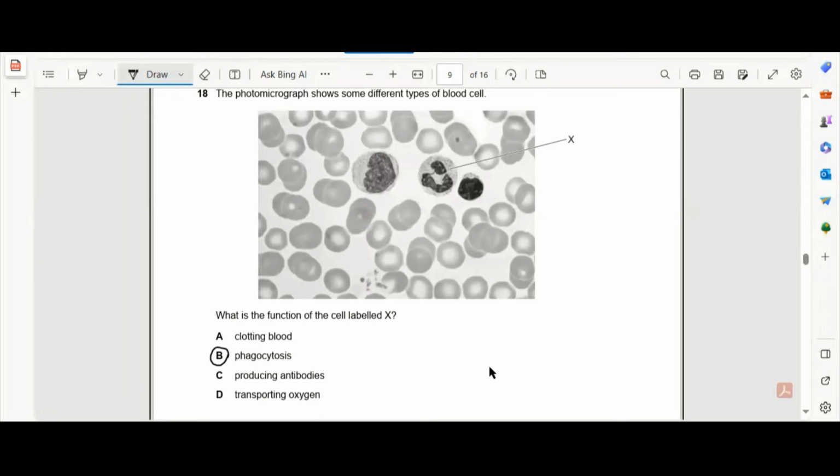Clotting blood is done by platelets. Producing antibodies is done by lymphocytes, which have a round nucleus, so no. Transporting oxygen is done by red blood cells, and this is obviously not a red blood cell. So.